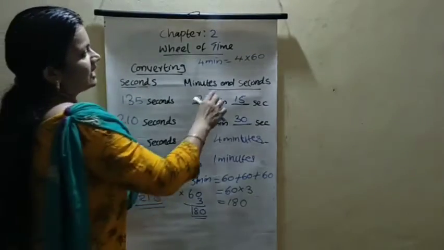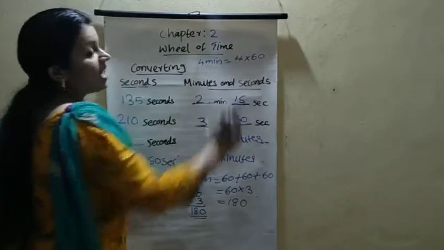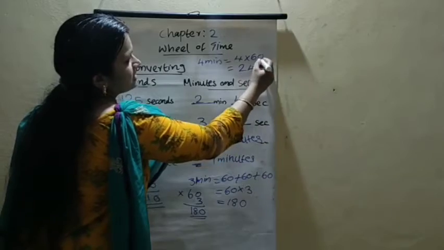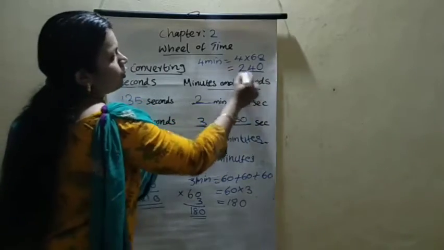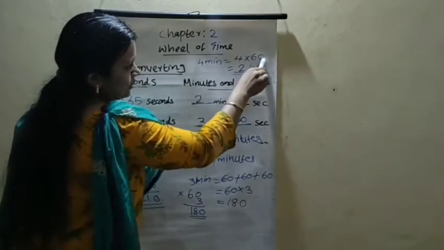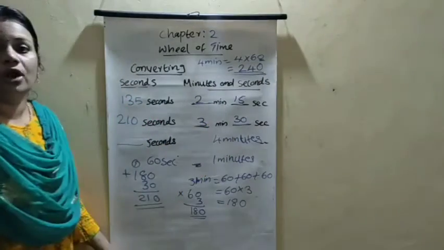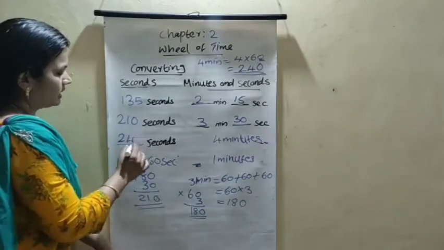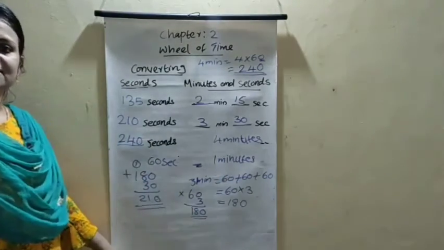So we can write what? 6 fours are 24. Then this 0 is put here. 240. 6 fours are 24, this 0 is put here. We got 240. So 4 minutes equals 240 seconds.